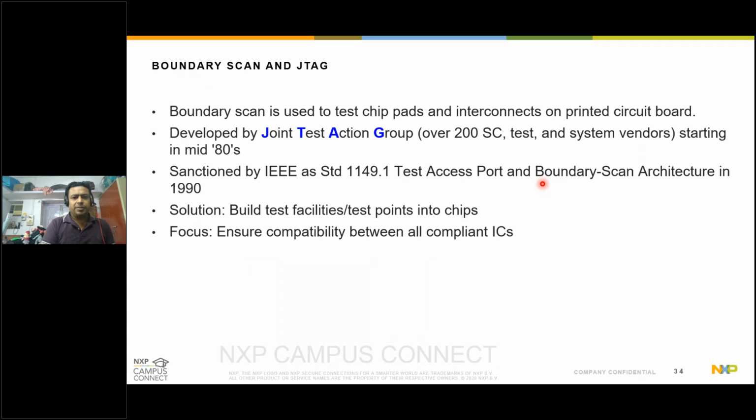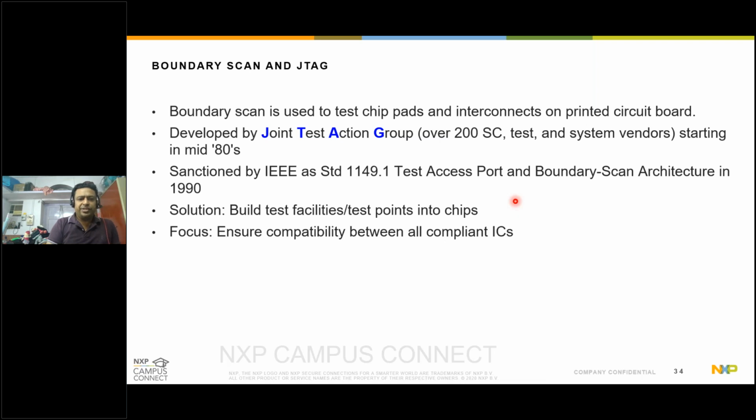So this boundary testing is done through boundary scan, and it is used for testing your chip pads and the interconnect on a printed circuit board. This boundary scan was basically developed by the Joint Test Action Group in the mid 80s, and now it is an IEEE standard, that is 1149, named Test Access Port and Boundary Scan Architecture.